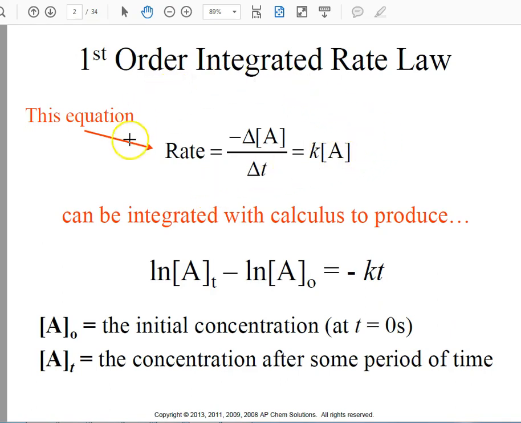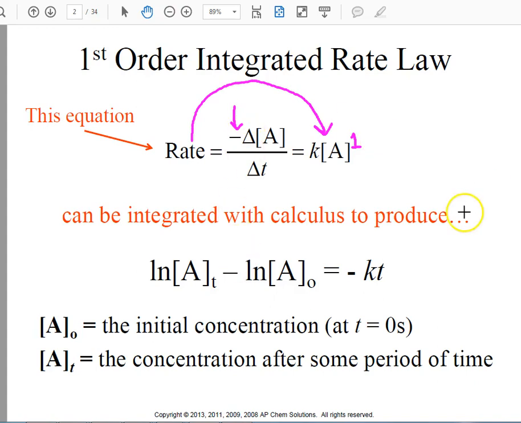So we know from the beginning of the last lecture that the rate for any particular reactant is equal to the negative change in the concentration of that reactant over time. We also learned that the rate for a reaction can be described as a rate law, where rate equals k, the concentration of the reactant raised to the order. And here we're talking about first order, so we can say that this is a 1.